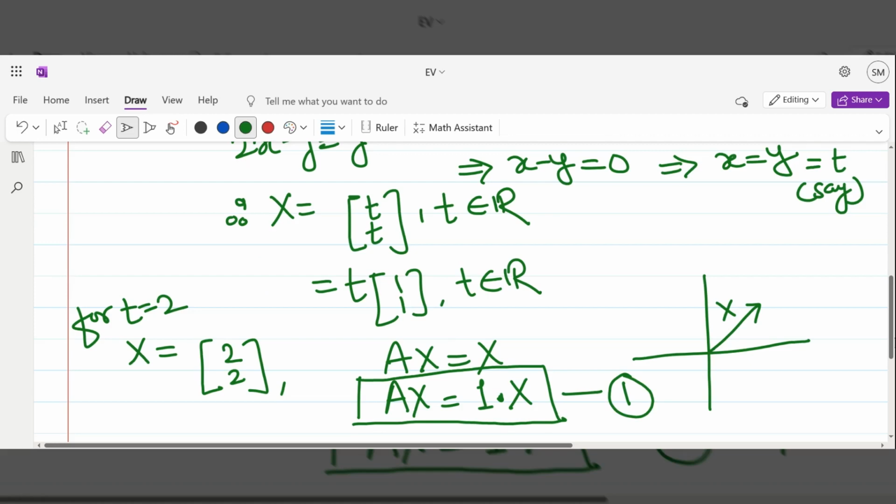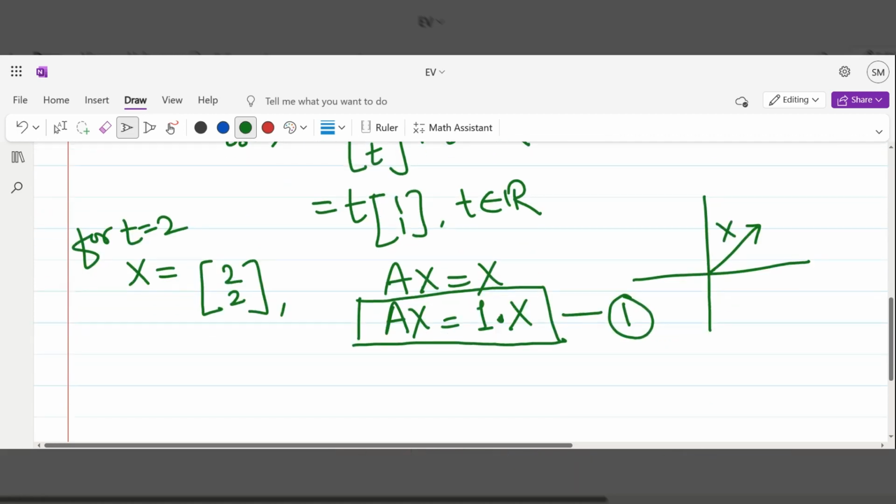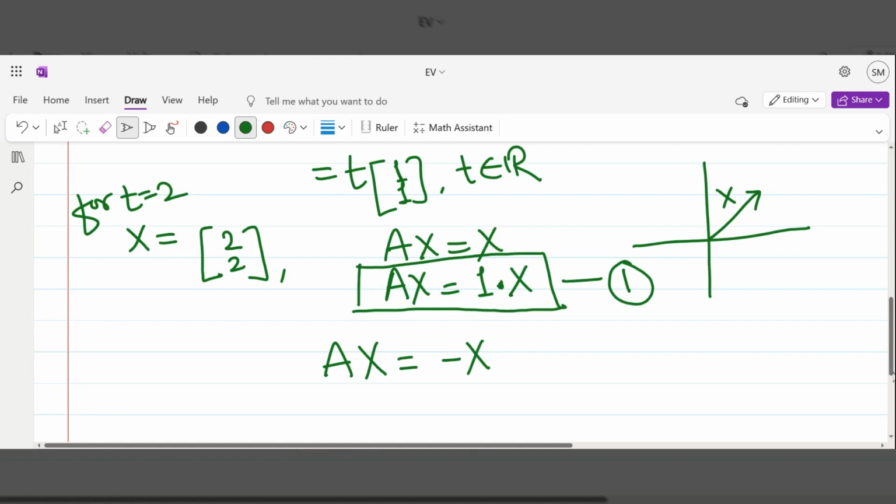First, let us summarize. There are an infinite number of vectors in R2 such that A into x is equal to x when you are given the above matrix A. Now for the same matrix A and some input vector of R2, can we get A x equal to minus x? We will do a similar procedure to find all such x.